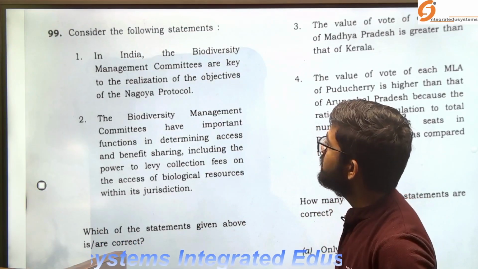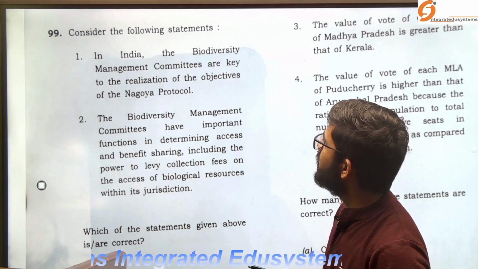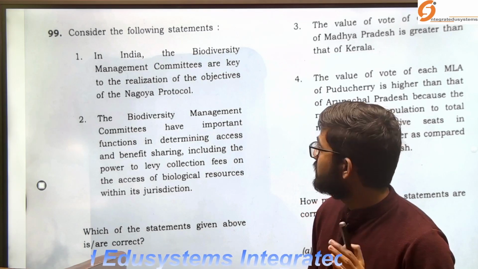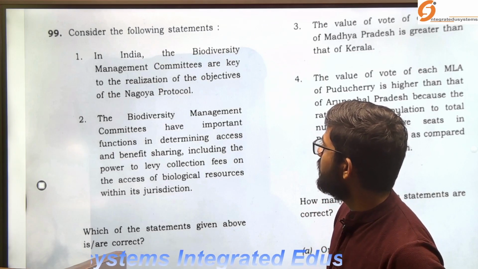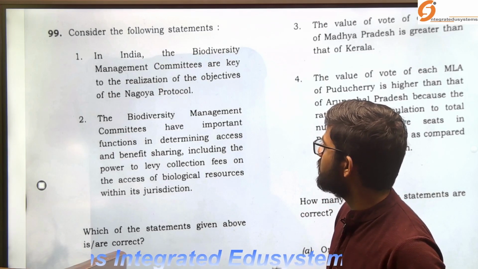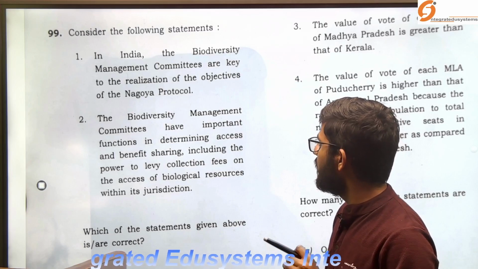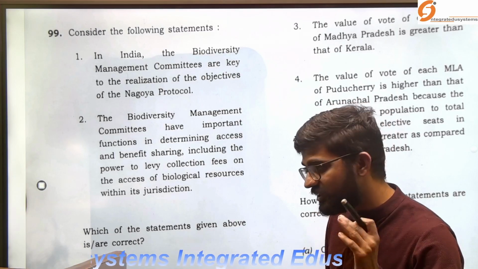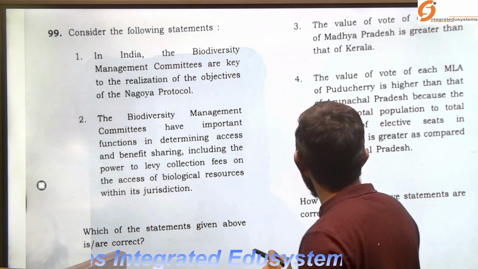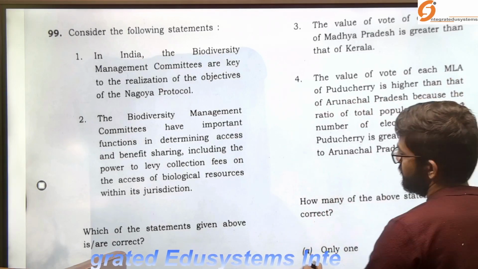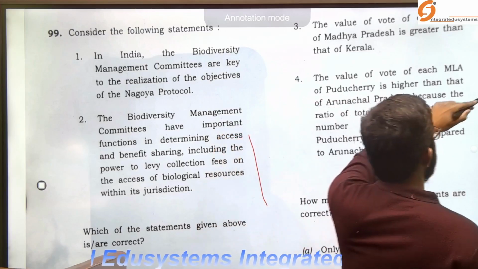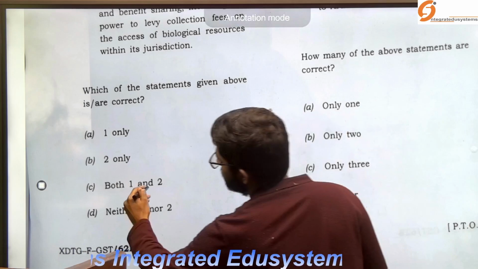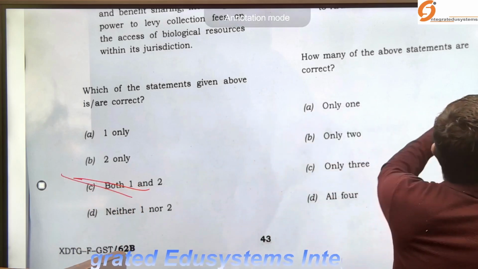Consider the following statement. In India, the Biodiversity Management Committees are key to realizing one of the objectives. Yes. Second, the Biodiversity Management Committees have an important function in determining access to benefit sharing, including the power to levy collection fees on access to biological resources within its jurisdiction. Yes, it is right. So the answer is C. Here both options are correct. Answer is C over here. Both statements are correct.